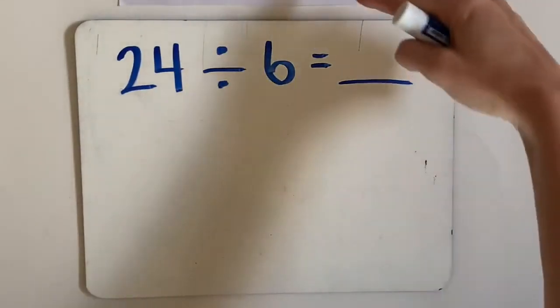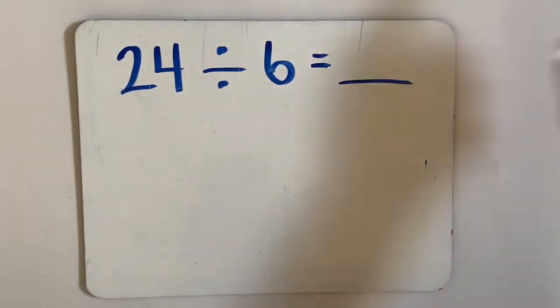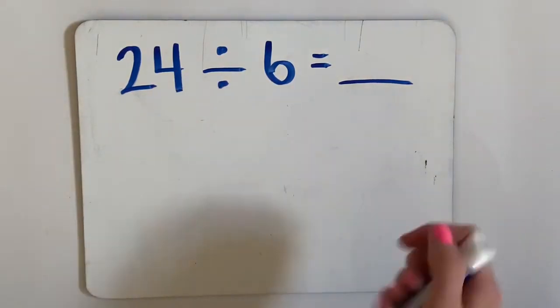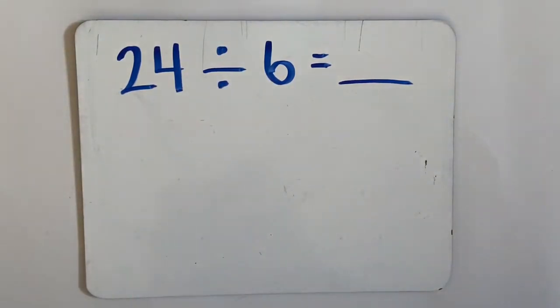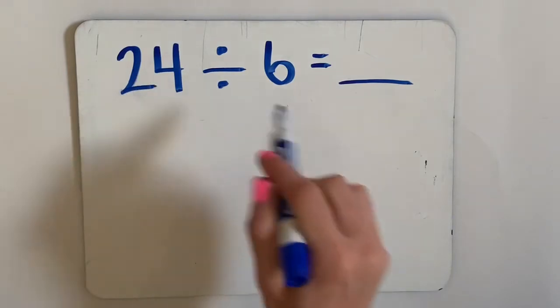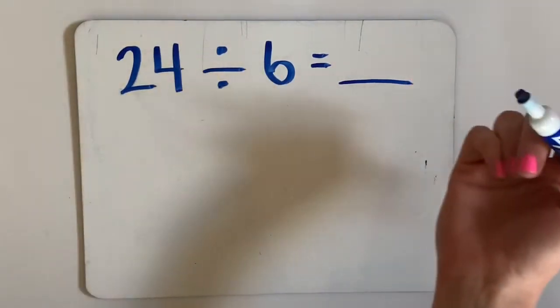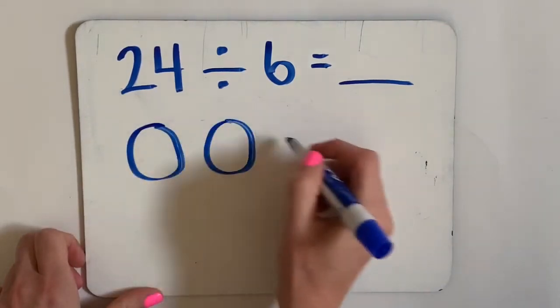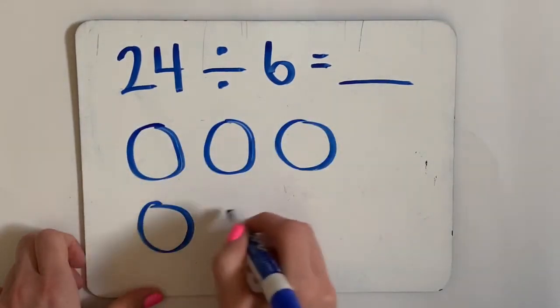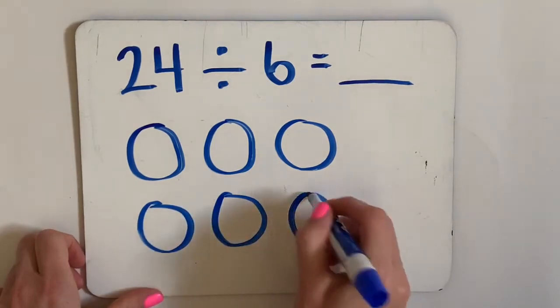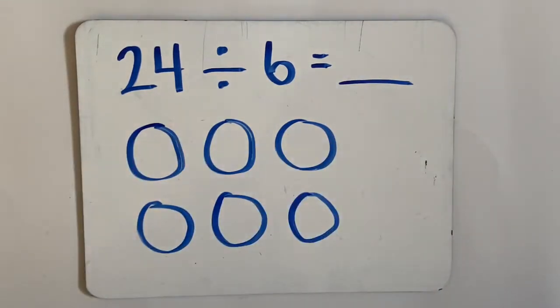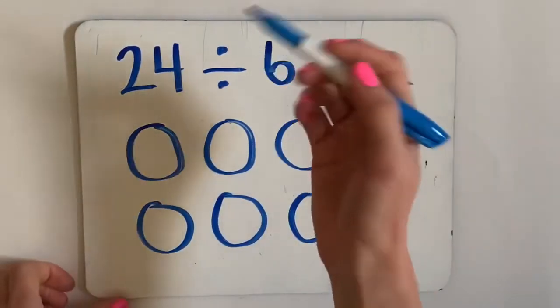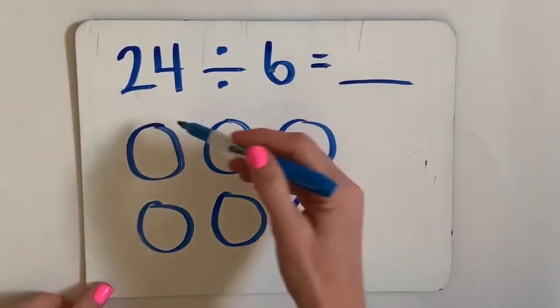Here's another division problem. 24 divided by 6. So I'm going to have 24 to start, and I want to put them in 6 groups. I'm going to do the same thing, and I'm going to draw 6 groups. 1, 2, 3, 4, 5, 6. And now I'm going to divide 24 into those 6 groups, just going one at a time. So ready? I have to count. Don't lose track. Make sure you count 24.